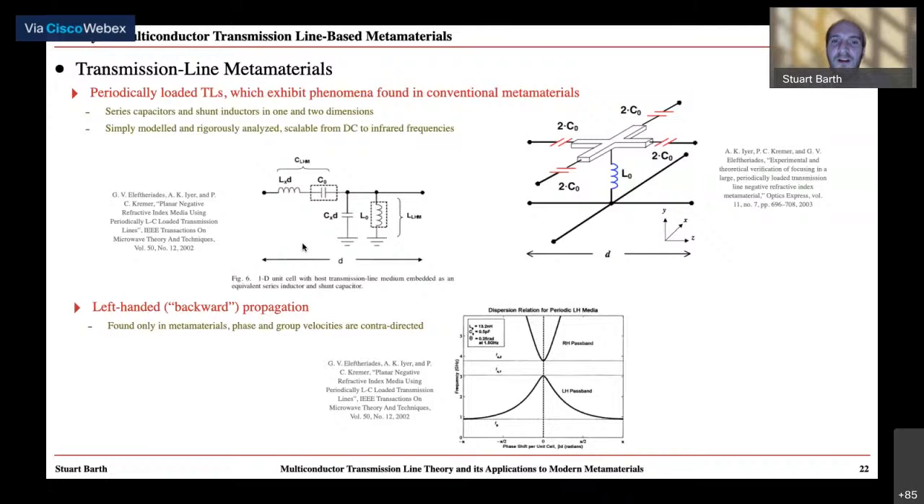Some key work in this field was completed in part by my supervisor, Ashwin Iyer, and he investigated one-dimensional and two-dimensional transmission line metamaterials, a key feature of which is this so-called backwards or left-handed propagation. This is something that's found only in metamaterials, and in these propagation modes, phase and group velocities are contradirected. This is an important concept that we'll use later on, but it's sufficient to note that you can't find this behavior in natural materials.